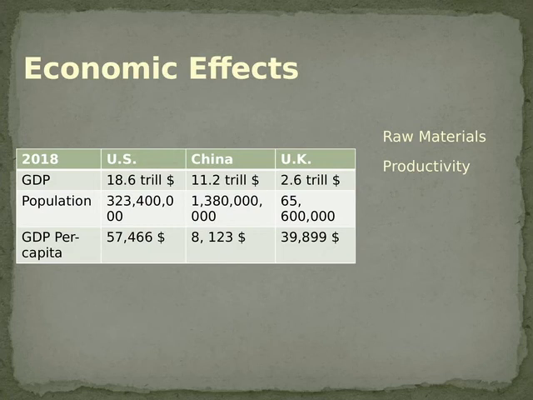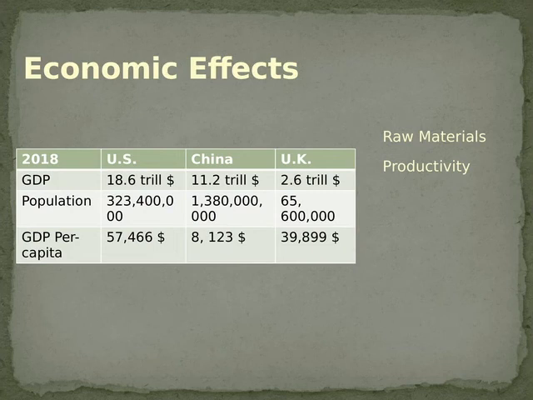However, if you look at the populations, this tells a different story, right? The US has about 323 million people. China has 1.3 billion people, and Britain has 65 million people. So China produces a lot, but it has a lot of people. And so there's a third line, and the third line is gross domestic product per capita. What you do is take the top line, gross domestic product, and divide it by the population.